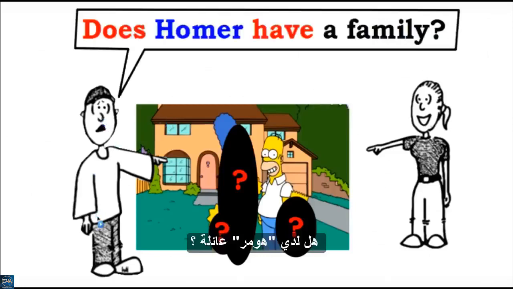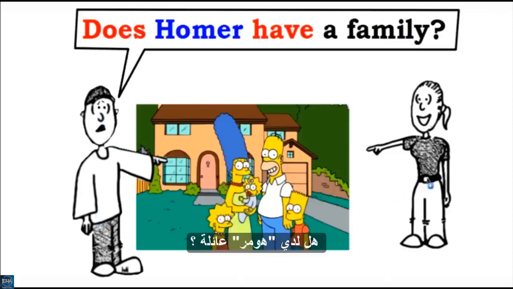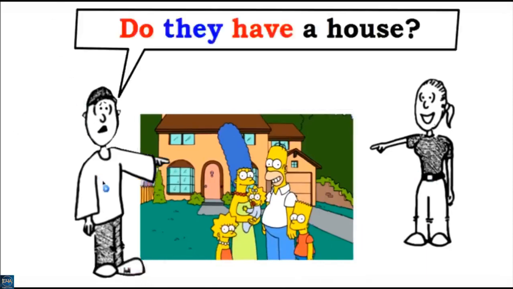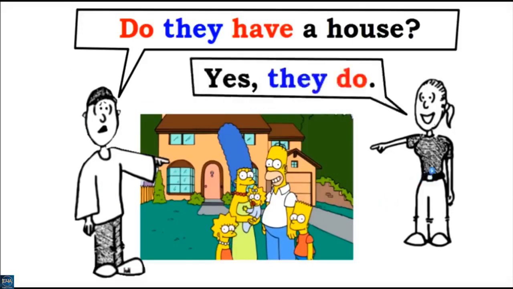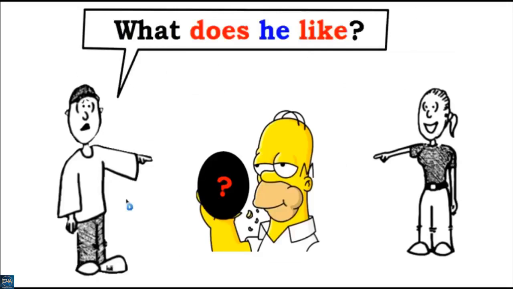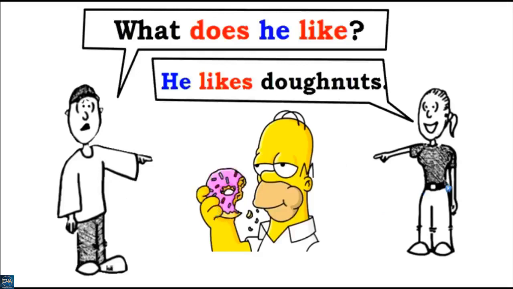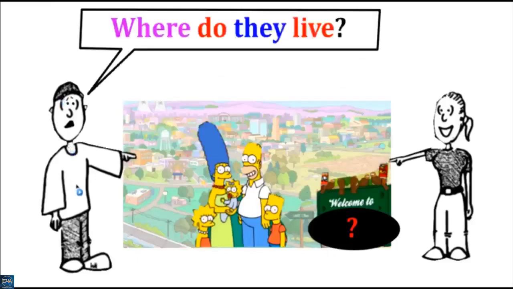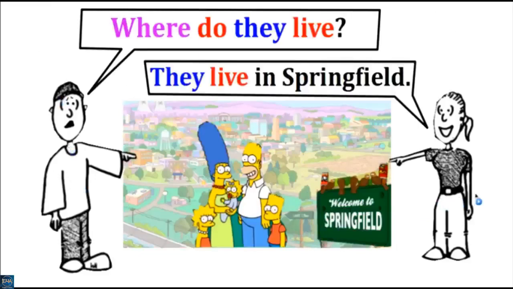Does Homer have a family? Yes, he does. Do they have a house? Yes, they do. What does he like? He likes donuts. Where do they live? They live in Springfield.